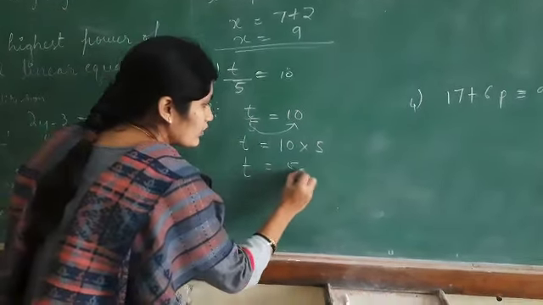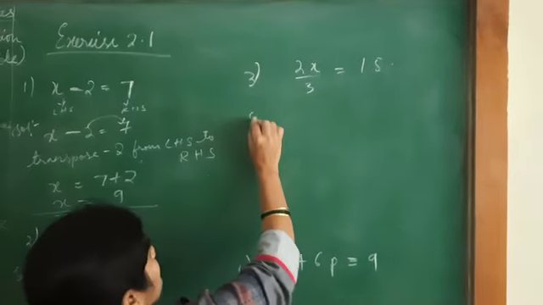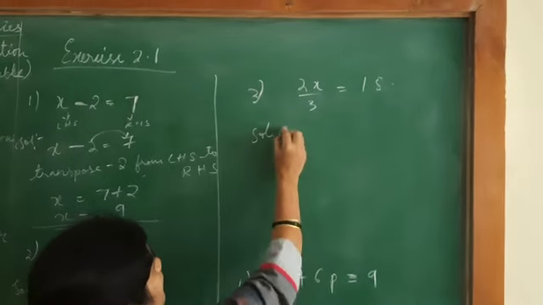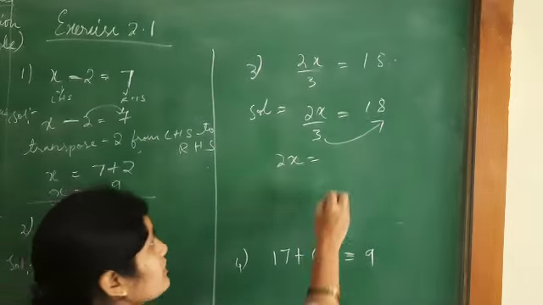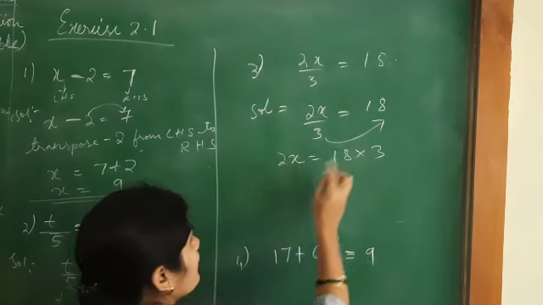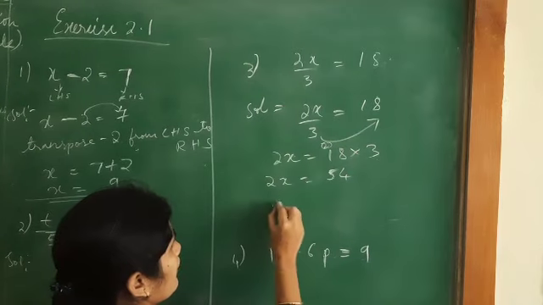Now let us move on to the next, that is 2x by 3 is equal to 18. Here again, solution: 2x by 3 is equal to 18. 2x is equal to, transpose 3 to the RHS, 18 into 3. 2x is equal to 54. 8 3s are 24, carry 2. 3 1s are 3 plus 2, 5. 54.